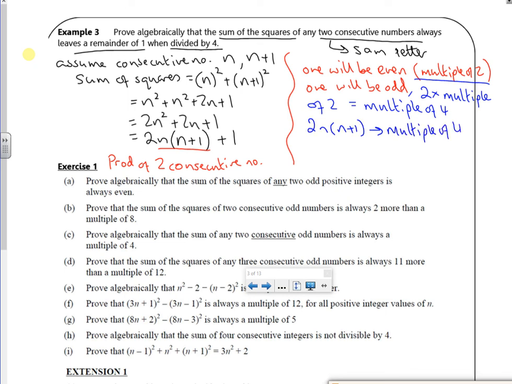So it's divisible by 4, yep, so I'm okay with that. But if you look, if I divide by 4, I've got the 1 left over that I've not accounted for, and that's my remainder. So therefore, 2n times n plus 1, plus 1, is a multiple of 4 with a remainder of 1.